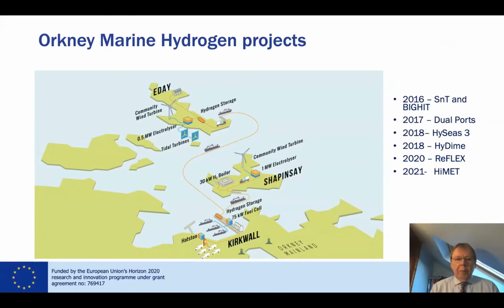The Surf and Turf project was a UK-funded project to provide hydrogen for a fuel cell unit in Kirkwall Pier and cold ironing to our 3 biggest ferries for the Outer North Isles. BIG HIT expanded on that with further electrolyzers on the island of Shapinsay, which is of interest to HySeas III. Also the Dual Ports project, which supports us on training, is funded by EU Interreg.